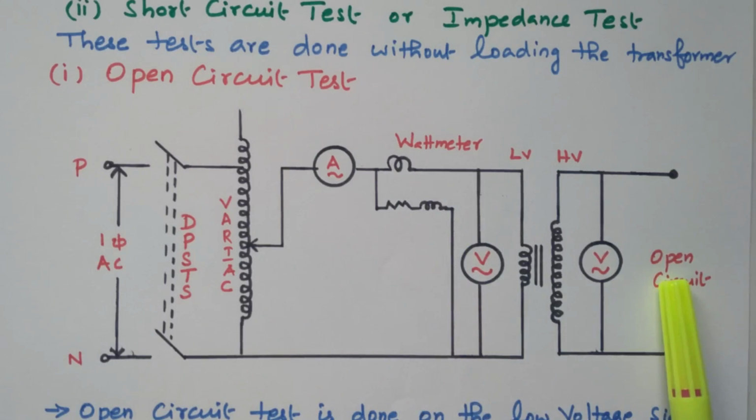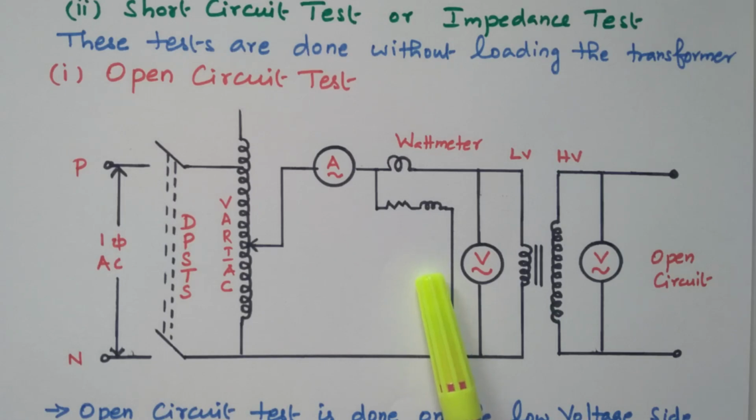Since there is no load available, the current flowing is very less, so we can neglect the copper loss. There is no copper loss because only a negligible amount of current is flowing through the winding. So the power given to the primary winding refers only to the iron loss. The power read by this wattmeter will represent the iron loss of the transformer.